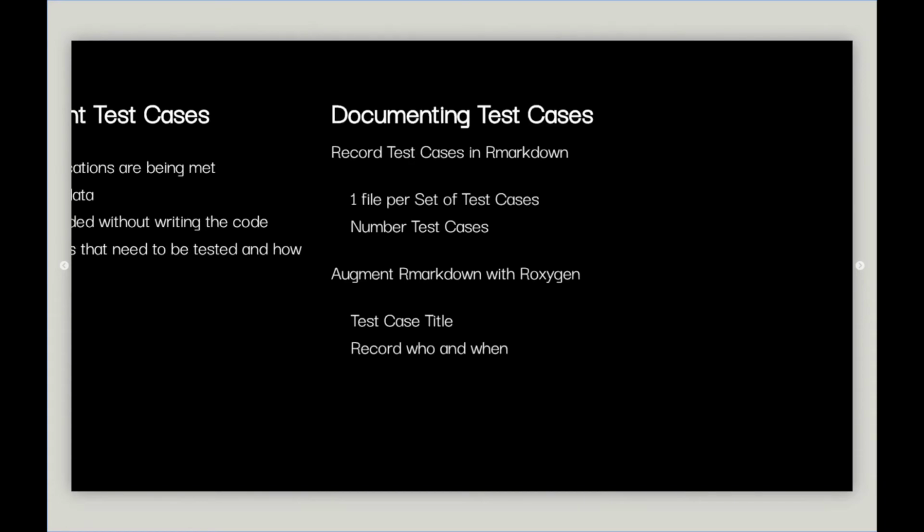So you're going to use markdown again. It'll be one file per set of test cases. Number those test cases similarly to the way you did with your specifications, and augment once again with Roxygen with your test case title, and record who wrote the test case and when.